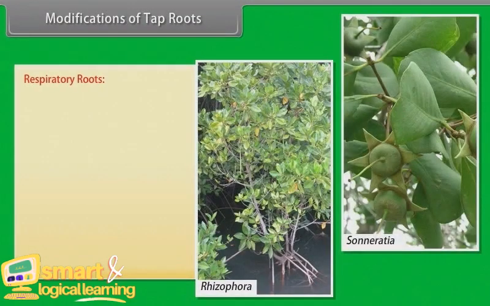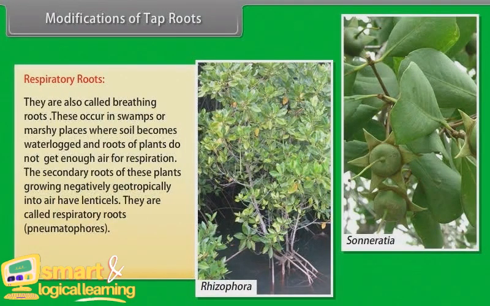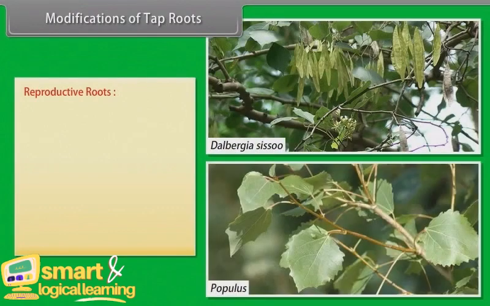Respiratory roots. They are also called breathing roots. These occur in swamps or marshy places where soil becomes waterlogged and roots of plants do not get enough air for respiration. The secondary roots of these plants, growing negatively geotropically into air, have lenticels. They are called respiratory roots, pneumatophores. Examples, Rhizophora and Sonneratia. Reproductive roots.